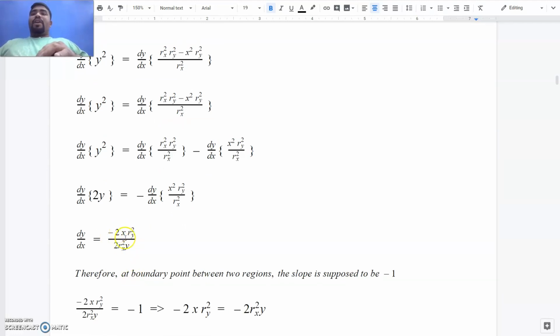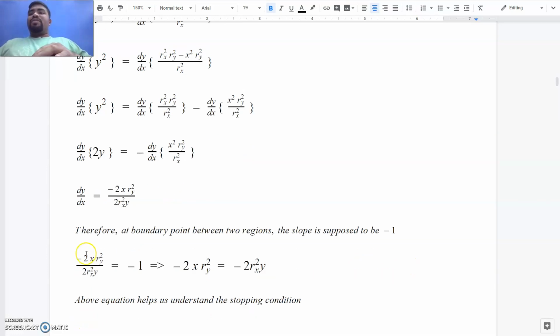This is the slope. Now we know that the slope at the boundary point between the two regions is -1. So this is the equation of the slope, which we will equate directly to -1. So if it equates to -1, what do we get?